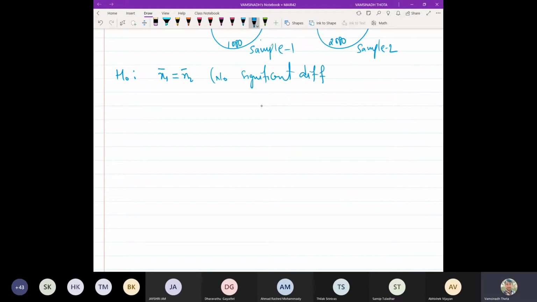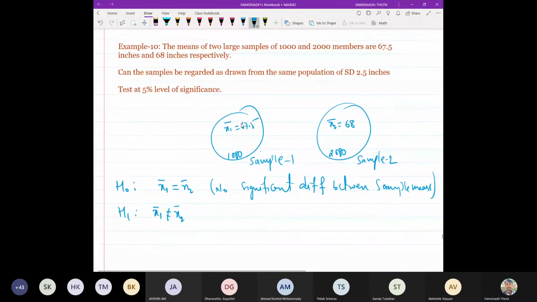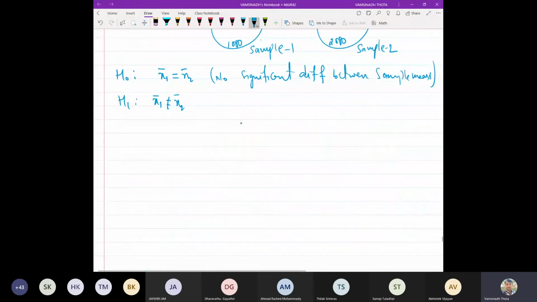No significant difference between sample means. And H1, the alternate hypothesis, assumes that yes, there is a significant difference between the sample means. Now the test statistic we need to reiterate.